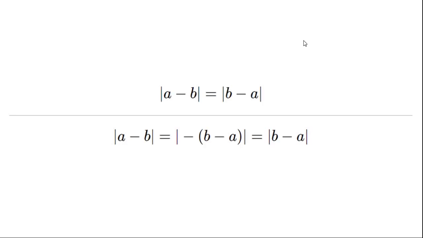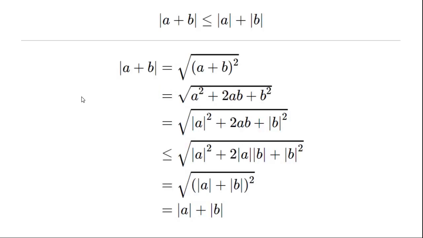So the next property is that the absolute value of a minus b is equal to the absolute value of b minus a. The absolute value of a minus b can be rewritten as the absolute value of negative b minus a, and then by the property we just proved, that is equal to the absolute value of b minus a.